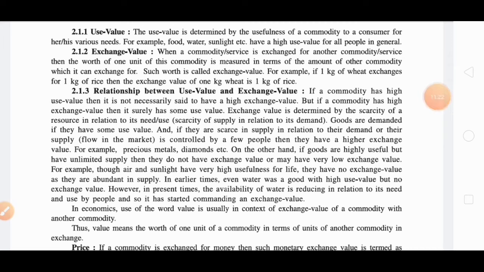Now let us move forward. Point number 2.1.3. Here we are going to discuss the relationship between use value and exchange value. As I have already mentioned, use value means all those things which are used by a person or which are useful for their life, while exchange value means the value which can be used for exchanging one good for another. Now let us discuss some of the similarities or differences, and basically the relationship between use value and exchange value.